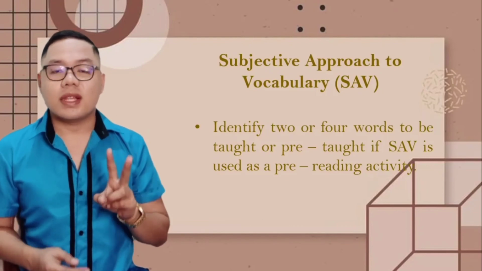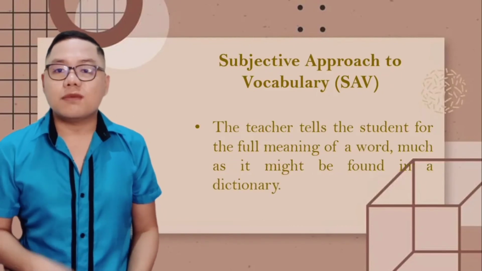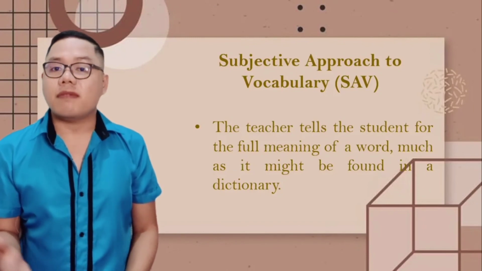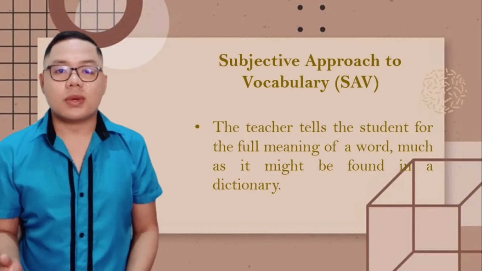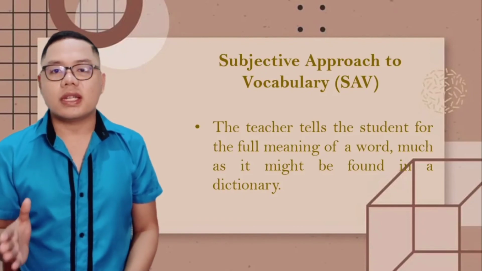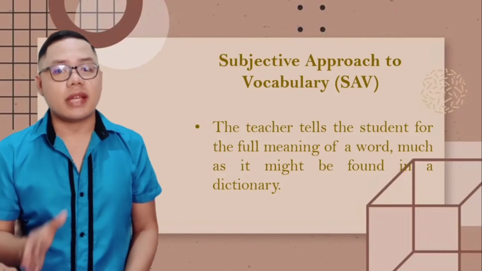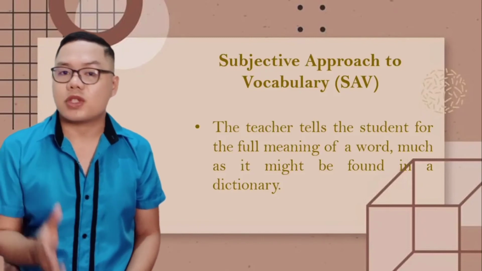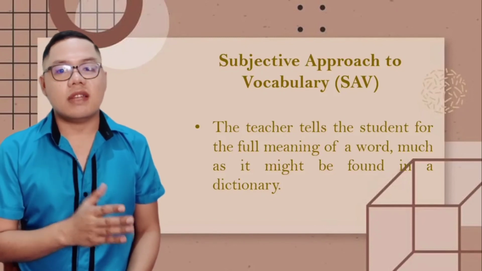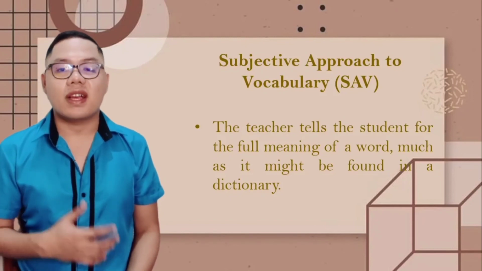Okay, number 2, the teacher tells the student the full meaning of a word much as it might be found in a dictionary. So it is recorded in a word journal as the objective or dictionary meaning. So when we talk about objective, it refers to the exact description of a word, while subjective is based on feelings or opinion of the word.